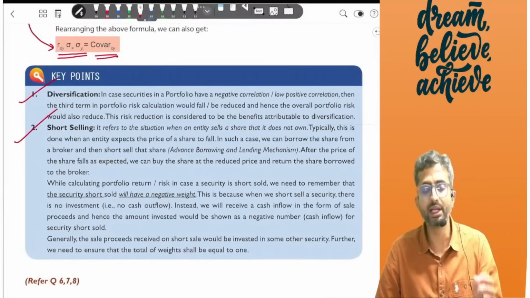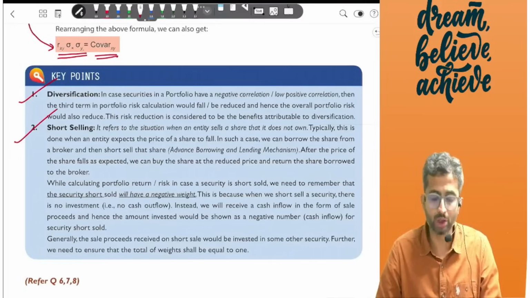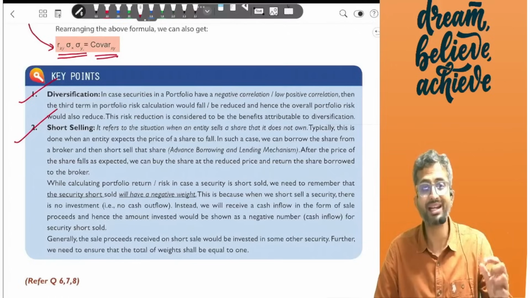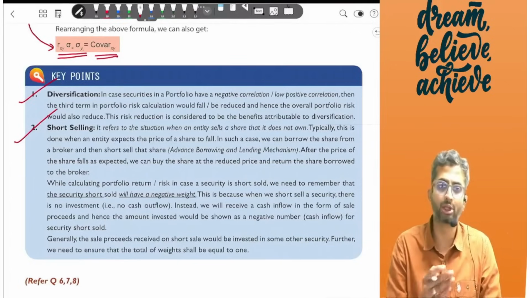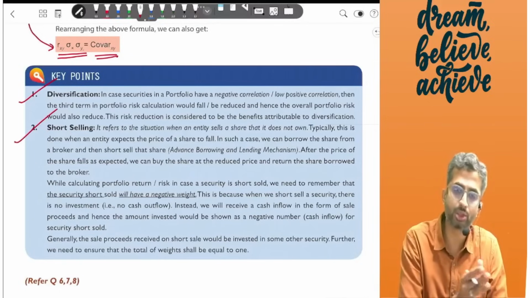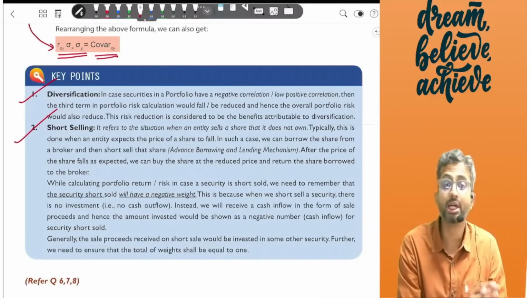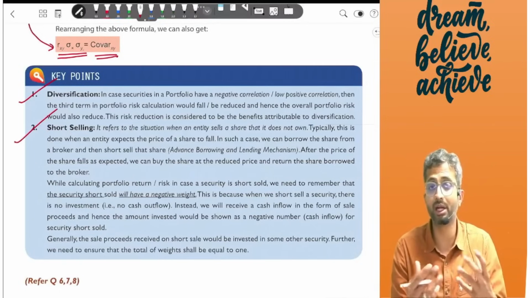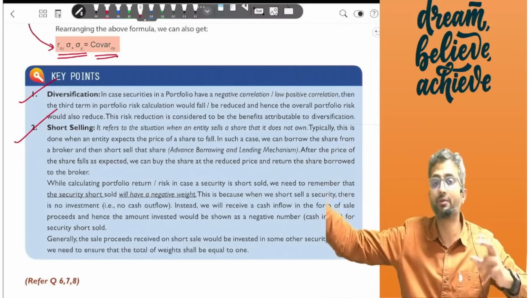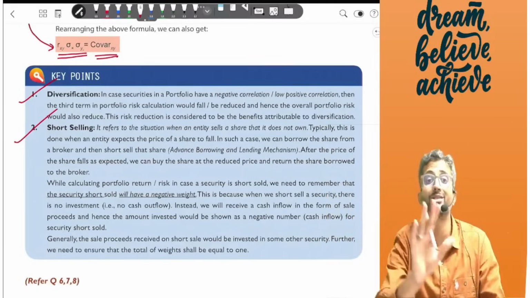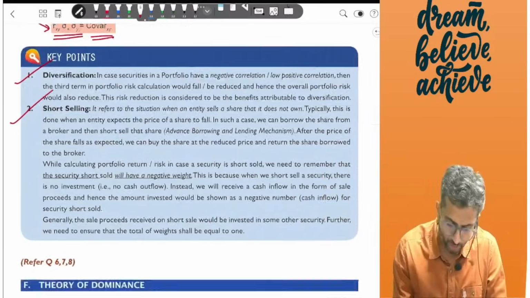Another thing is short selling. Short selling is selling something that you don't have, and in case of short selling, the weight of the security short sold will be negative. Probably the proceeds that you get from the security short sold, we can use to invest in other securities as well, and hence it is possible that there is a situation like weight of x is 1.5 and weight of y is -0.5, but the total of weights will still be equal to 1 only.